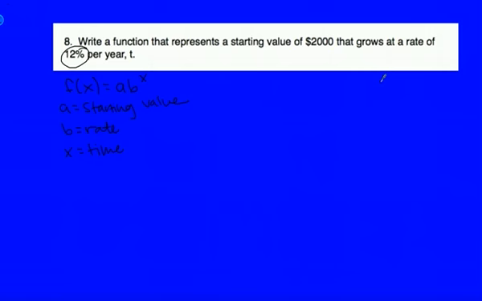So in our problem, it tells us that it has a starting value of 2,000, which means that our a is going to be equal to 2,000. It also tells us that it grows at a rate of 12%. But remember, if it grows, that means that it's got to be something that's bigger than 100%. So if I think about 12% and it's growing, I'm going to add 100% to that 12%, which is going to give me 112%.